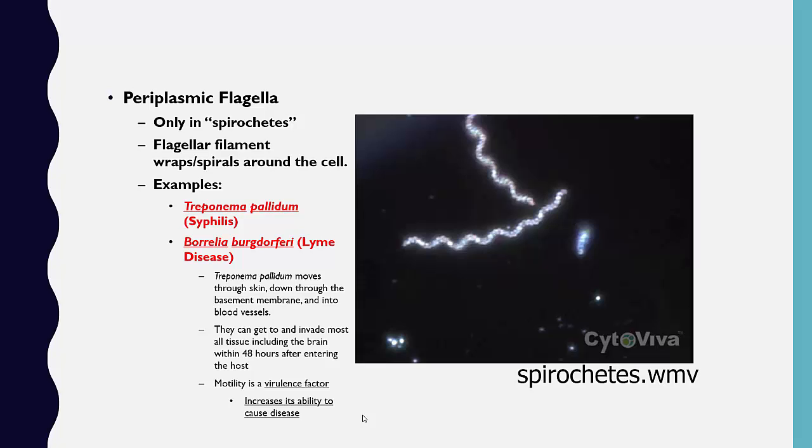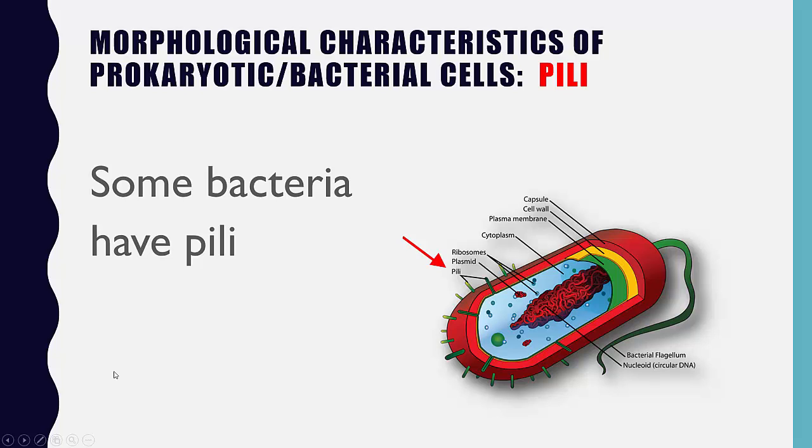So again, yes, flagella are really going to increase a bacterium's ability to cause disease. And that's what a virulence factor really is. A virulence factor is something that increases the organism's ability to cause disease. So this is the first virulence factor we've talked about. Okay. All right. Now let's talk about another structure.